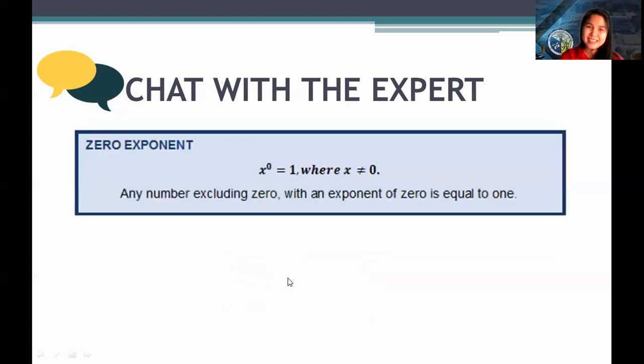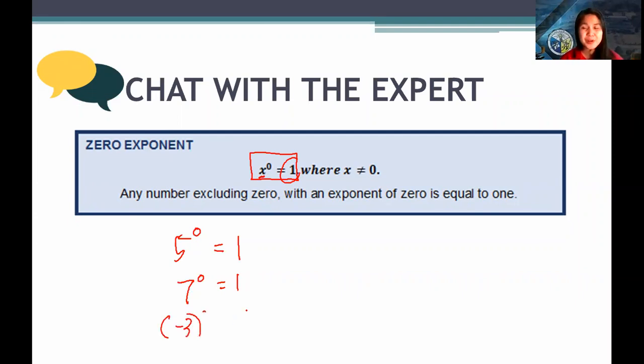The next one, the zero exponent. When a number or a variable is raised to the power of 0, the answer is 1, as long as x is not 0. Example, 5 to the power of 0, 1. 7 to the power of 0, 1. Negative 3 to the power of 0, 1. x to the power of 0, 1. x squared, y cubed, z to the 10th power, all to the power of 0, 1.